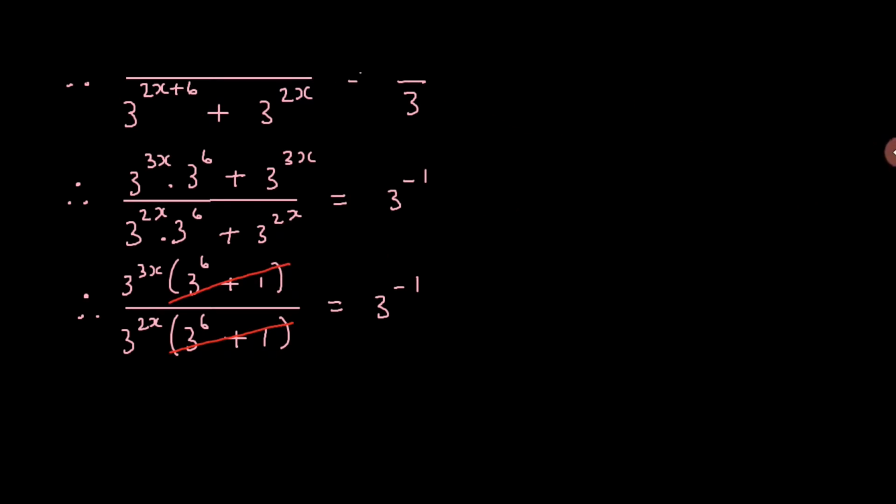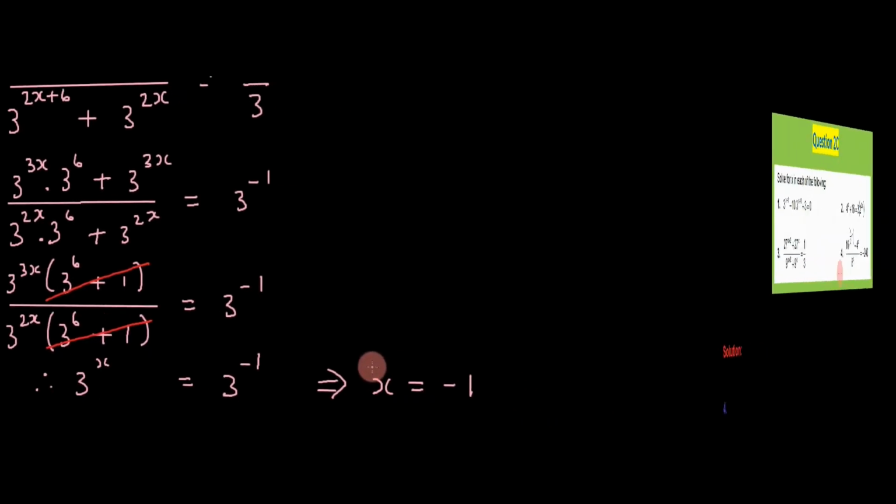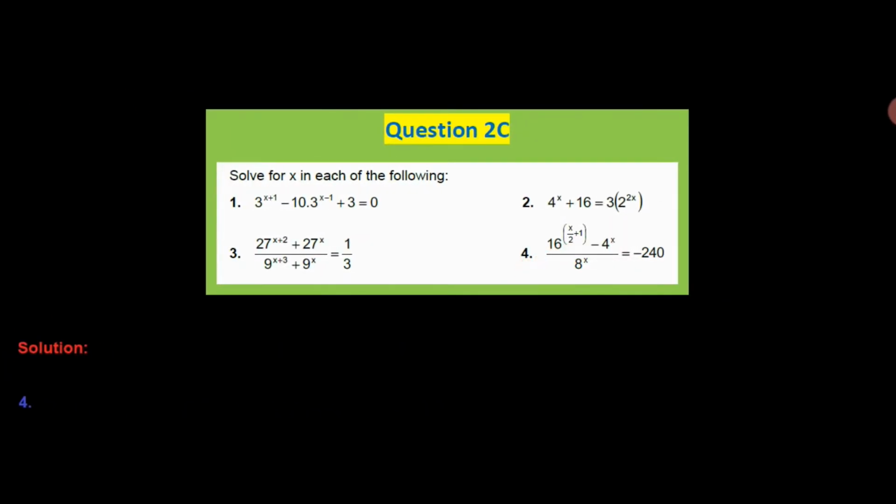So we are dividing 3 to the 3x by 3 to the 2x. So we subtract the powers because the bases are the same. So we get 3 to the x, 3x minus 2x being x. Now the bases are the same on both sides. That means the powers must be the same. So x is equal to negative 1. Let's look at the last question here.